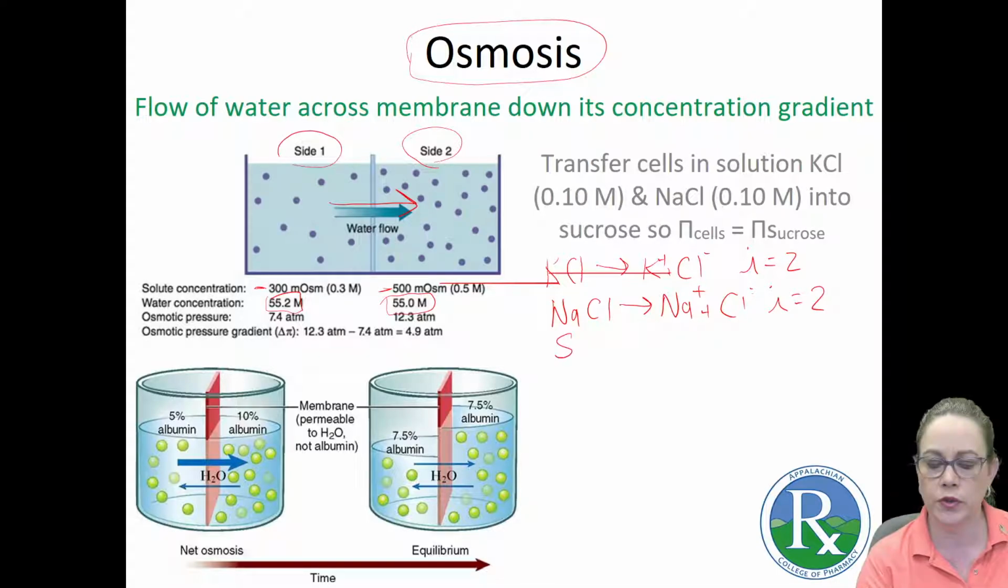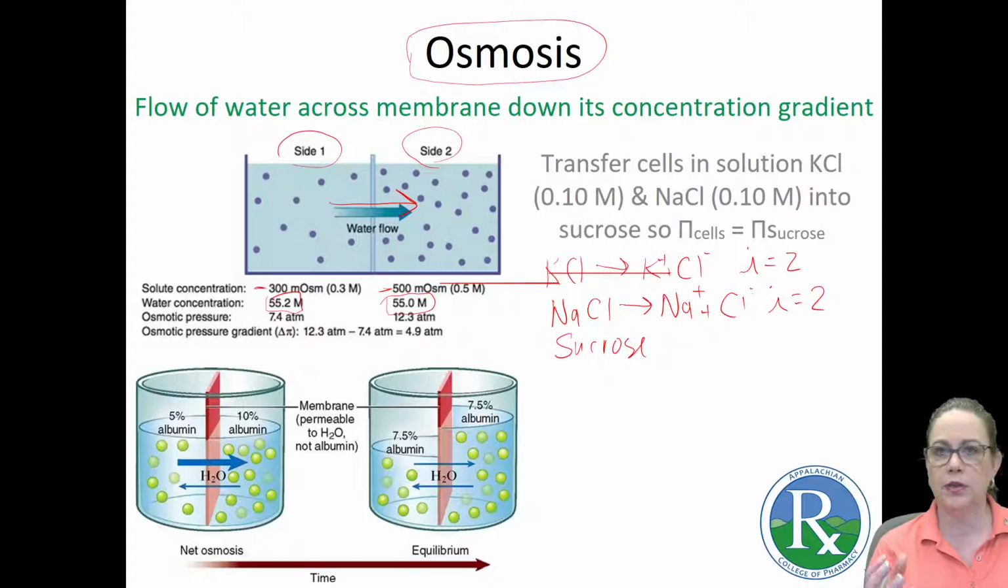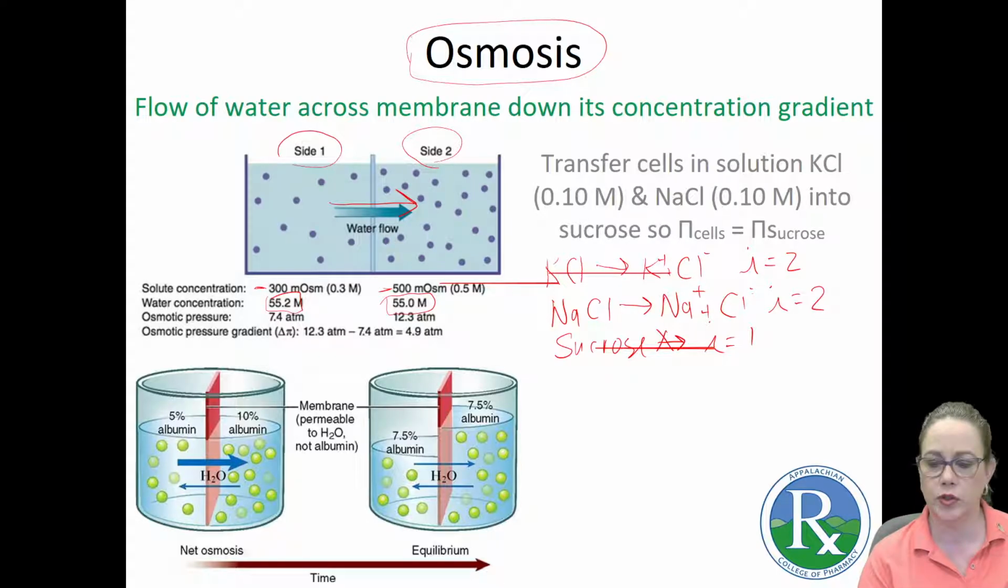For sucrose, if you're not familiar, sucrose is just a sugar molecule. It's a neutral molecule, so it's not a salt form. It's not going to dissociate. So sucrose just stays sucrose. There is no dissociation. So in that case, our I is equal to 1 because we just have that one single molecule or solute when we put it into solution.